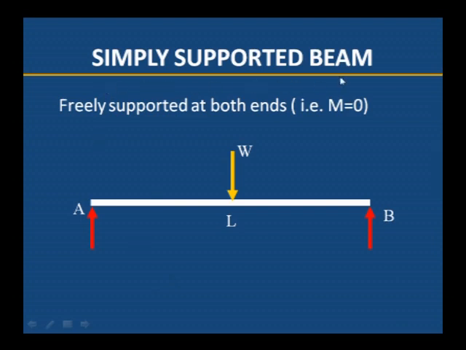Another one is the simply supported beam. A simply supported beam is supported at both ends, on two sides, and if we apply the load, this type of beam is known as a simply supported beam. Two supports are there: A is one support and B is the other support.